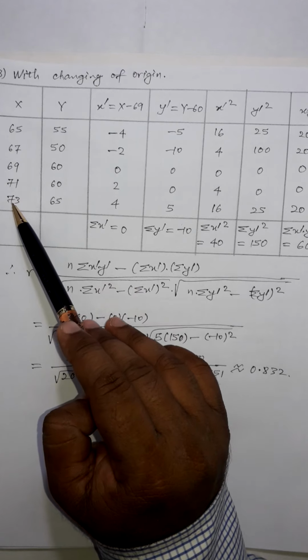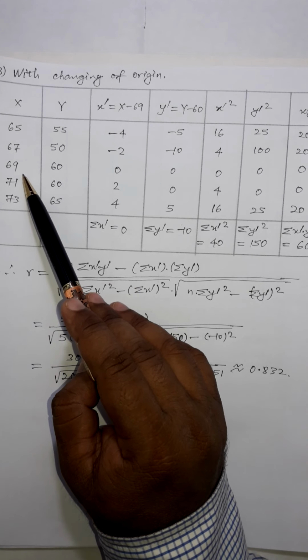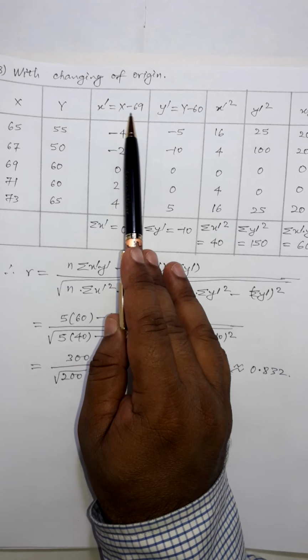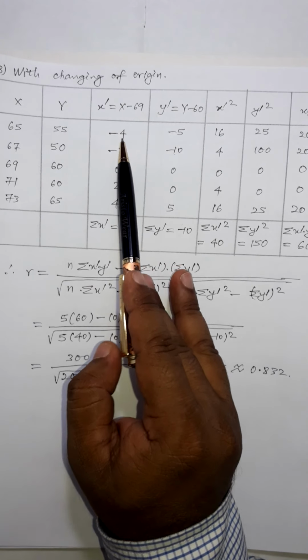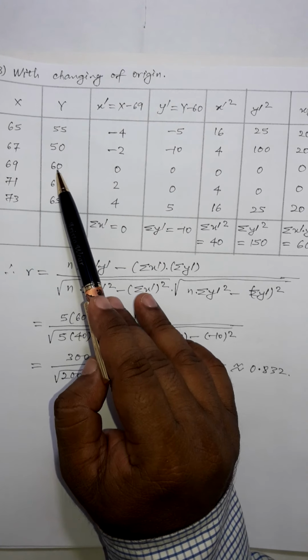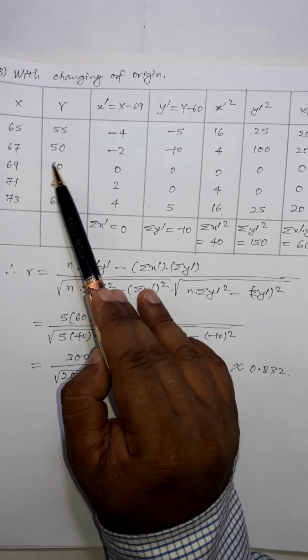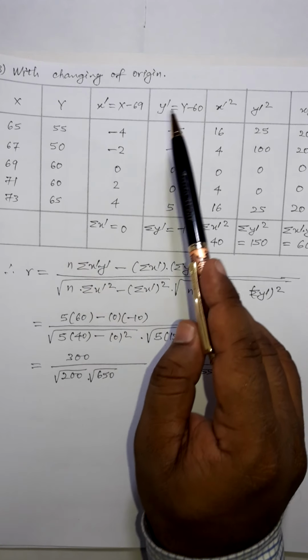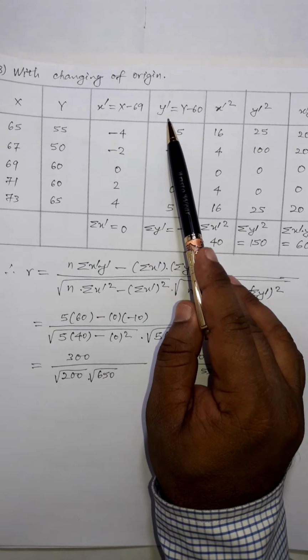So from the X series I selected the origin as 69 to subtract from all X data one by one, and I obtained X dash. From the Y series I decided to take 60 as my origin, which I will subtract from each data of the Y series, and I will get the deviated Y dash data.